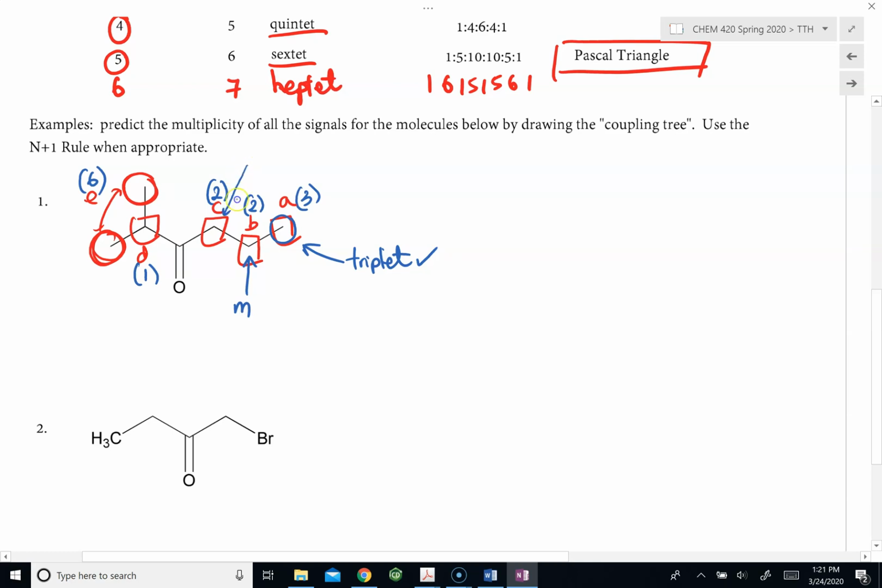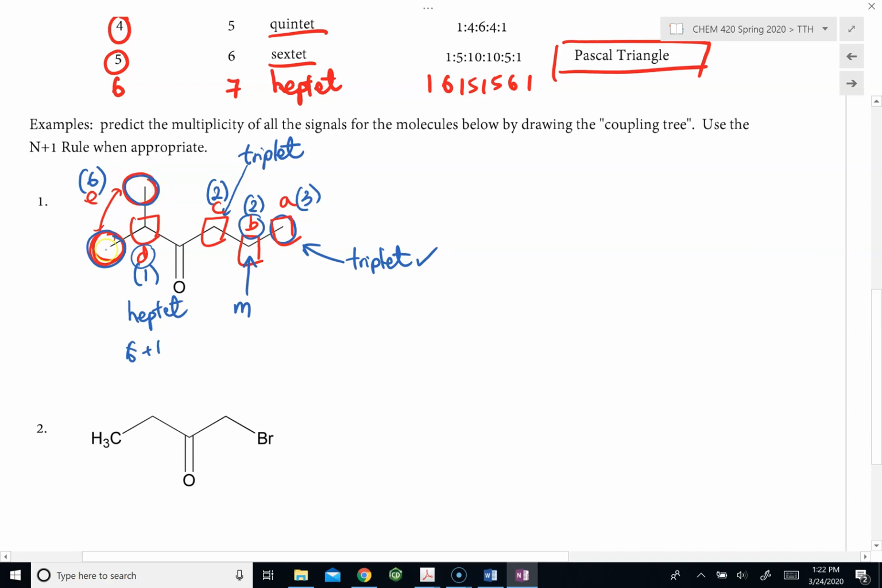And now signal C will be split into a triplet, because signal C has 2 equivalent hydrogen B. And signal C does not communicate with signal D, again because there's no double bond in them. And now signal D will show up as a heptet. The reason why it is a heptet is because it has up to 6 equivalent neighboring hydrogen. 6 plus 1 equals 7. So therefore it is a heptet.